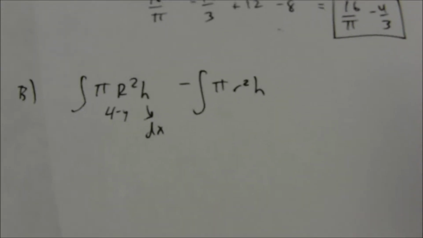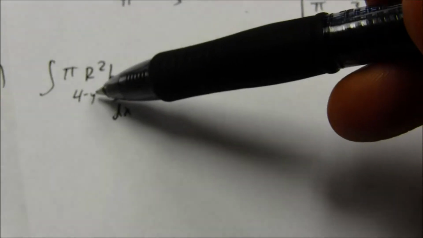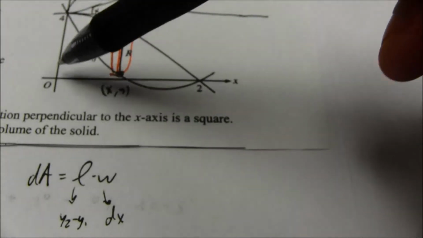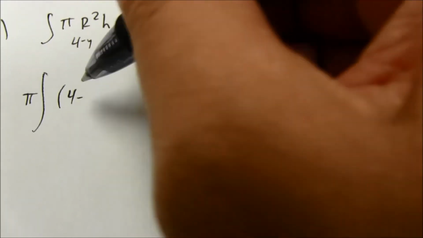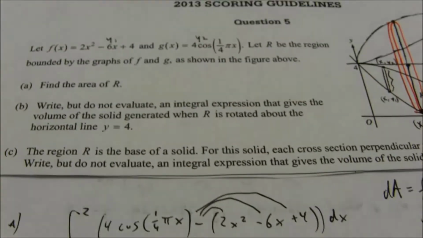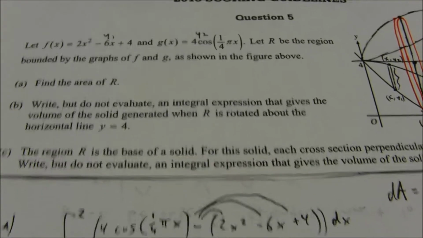And notice this all needs to be written in terms of x, so I need to rewrite that y in terms of x. And also, my bounds are going to be in terms of x. Everything is in terms of x. So if you go look at this, we're going from an x value of 0 to an x value of 2 for that outer function. So let's put all this together now. So here we go. I'm going to factor the pi out. And the radius is 4 minus the y value. The y value, again, is 2x squared minus 6x plus 4.